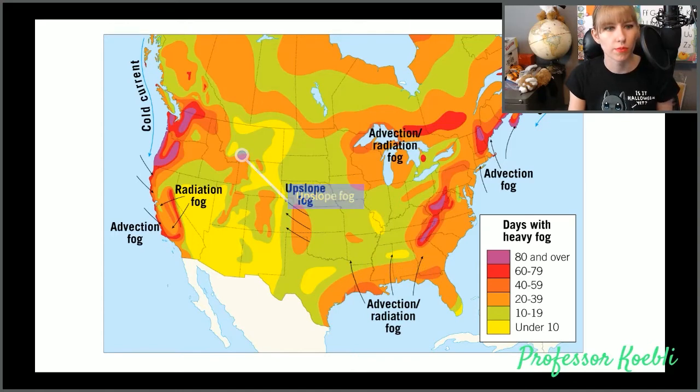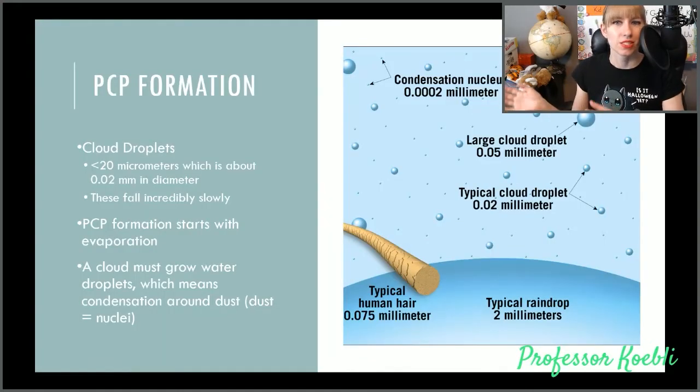We'll have upslope fog. Okay, now we're going to get to the types of precipitation formation. Precipitation formation starts with evaporation, as we know. Remember the cloud equation. You have to have water vapor, and then that water vapor has to condense into clouds, and then in a cloud, water droplets have to form.